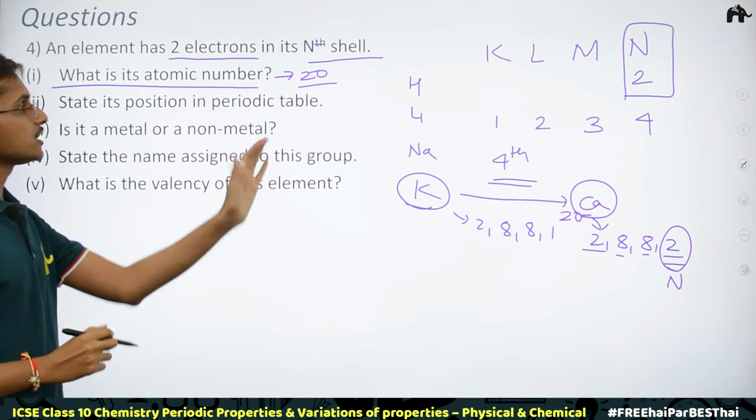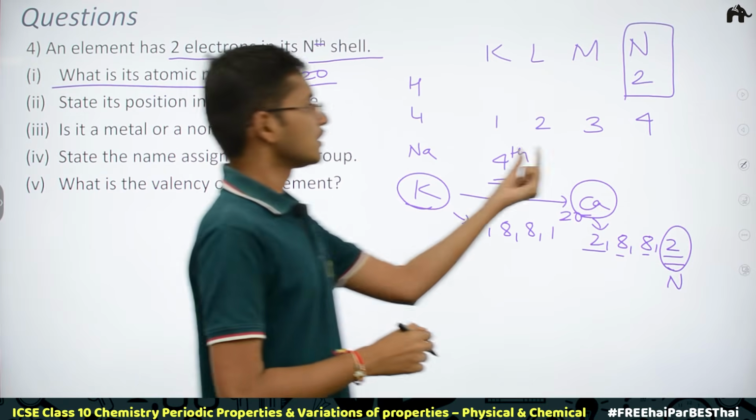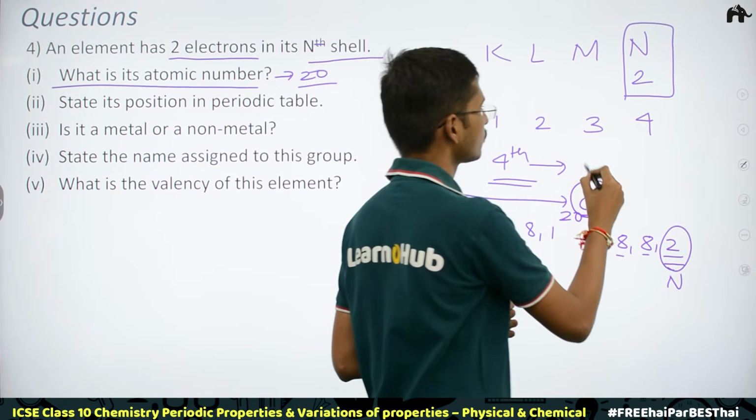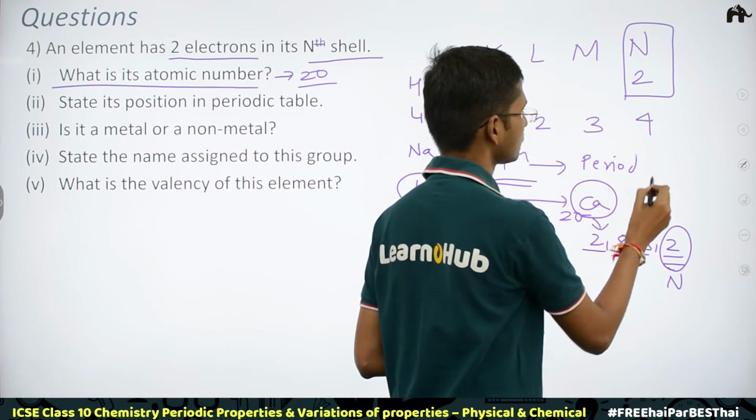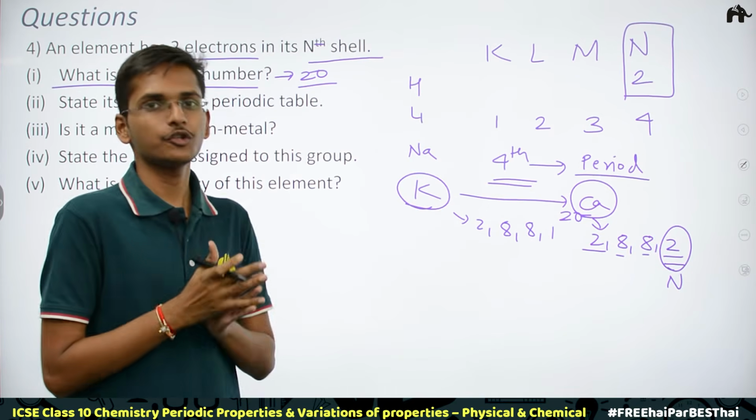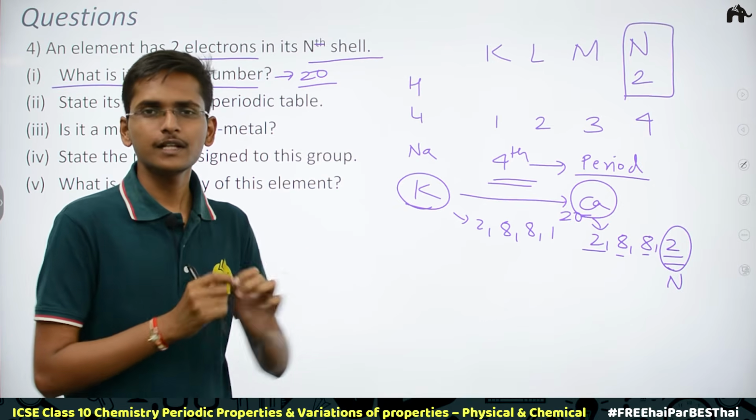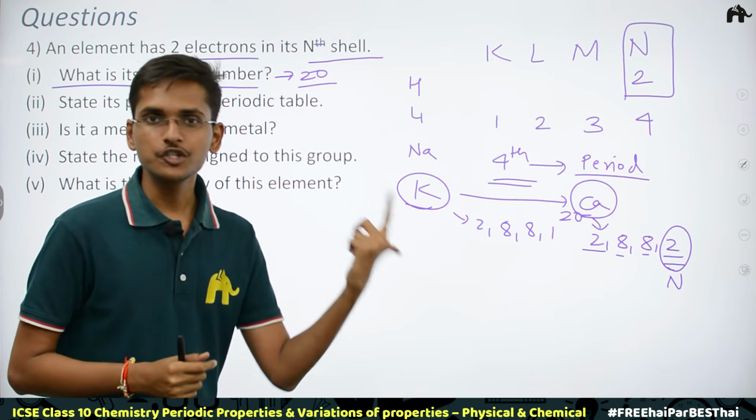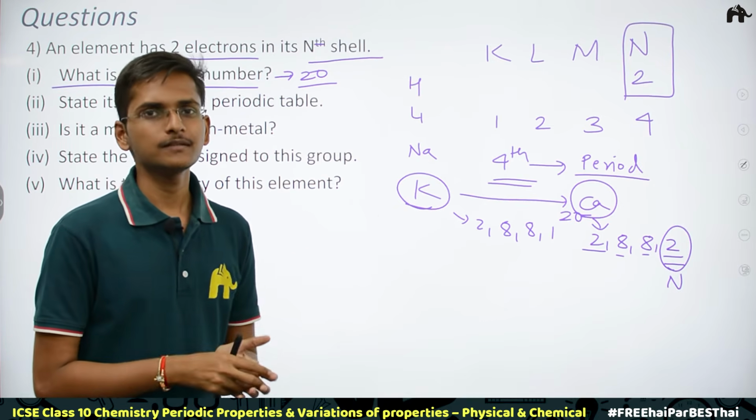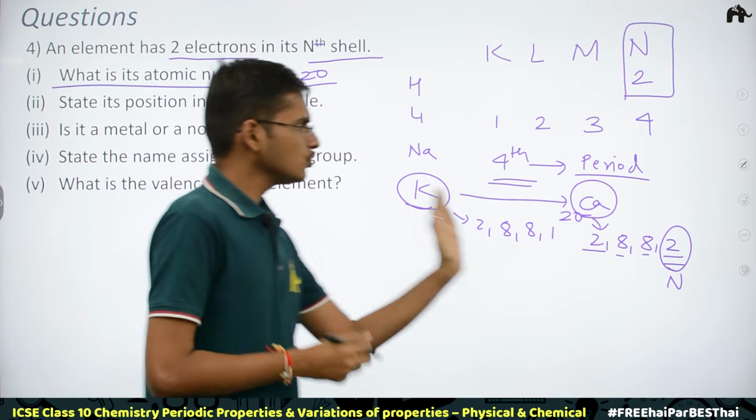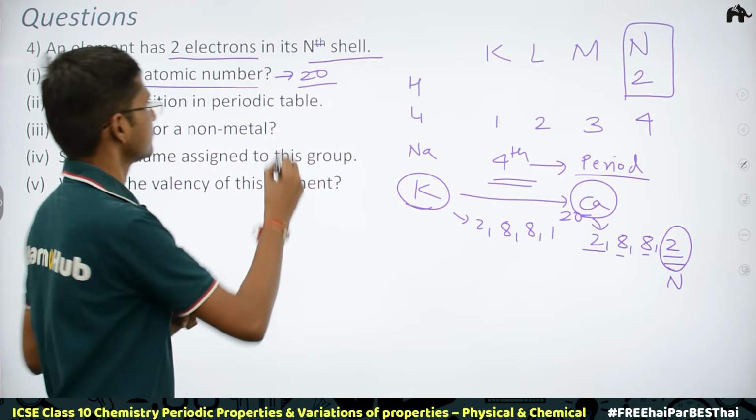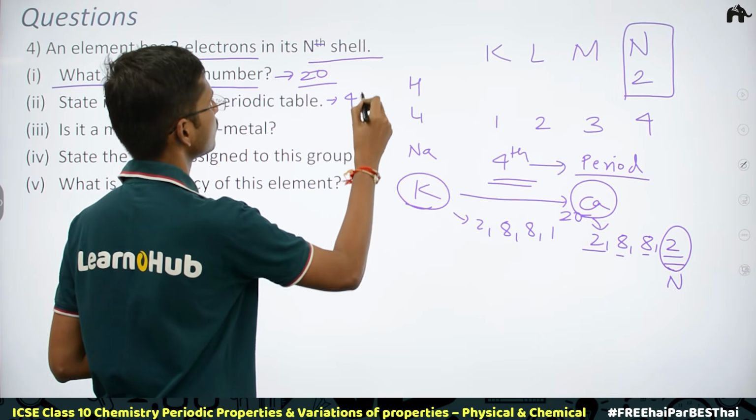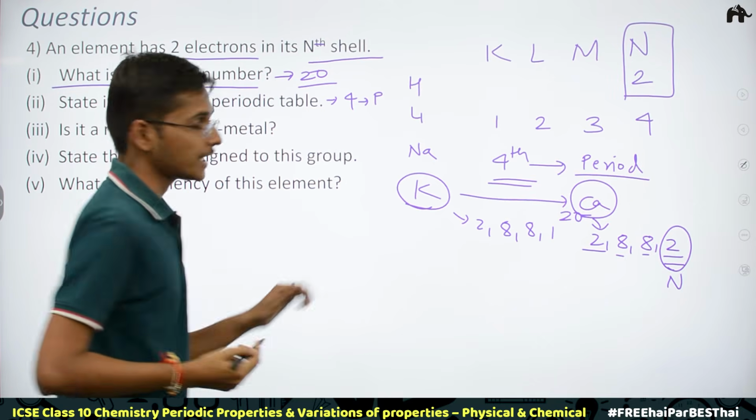Then, state its position in the periodic table. Now see here, we know that it belongs to the 4th period. For determining the position, I have taught you that we just need to tell in which period it belongs and in which group it belongs. And then that's it. So it belongs to the 4th period. Yes, 4th period. And now the group.